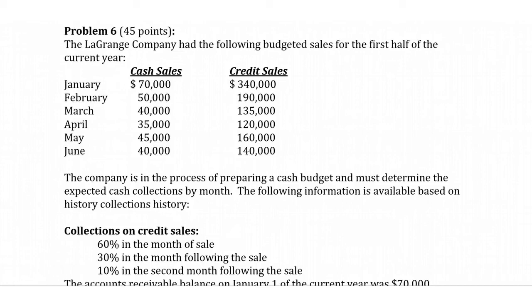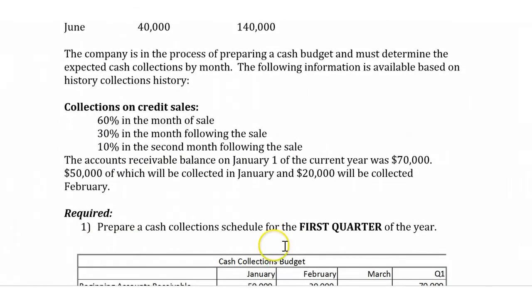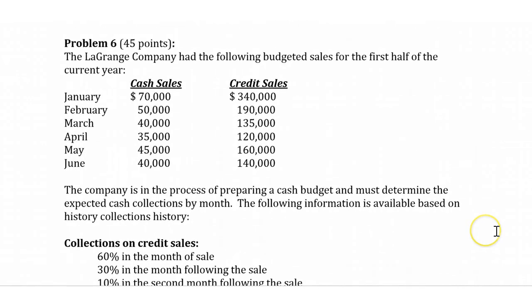So problem 6 has two parts. This will cover the first part, which is requirement 1, prepare a cash collection schedule for the first quarter of the year. So the idea behind a cash collection schedule is that we need to time when our cash flows are going to occur. And this gives us some information.